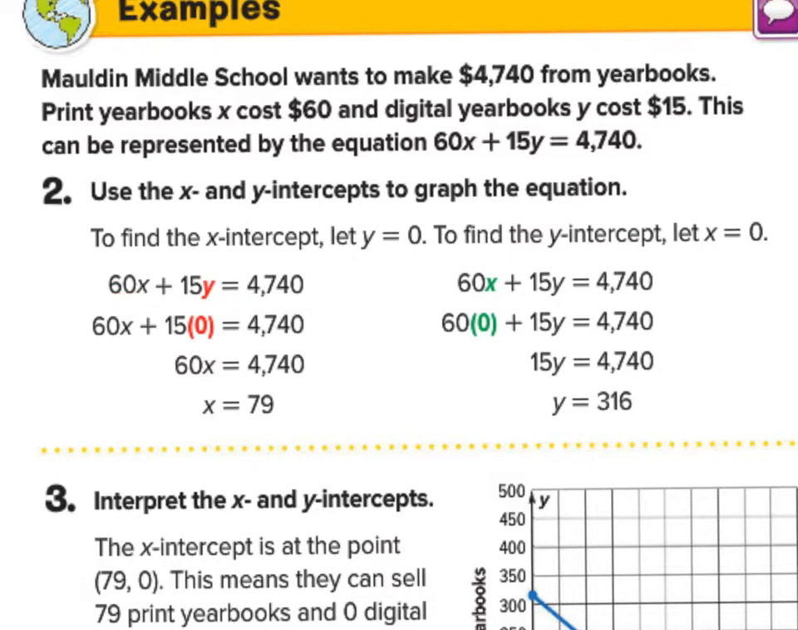So again, you just follow the steps. Let y be 0. 15 times 0 is 0. So now I have 60x equals 4,740. Divide both sides by 60, and I get x equals 79. On this side, I have 15y equals 4,740. Divide both sides by 15, again, to get rid of the 15. When you divide both sides by 15, you get y equals 316.